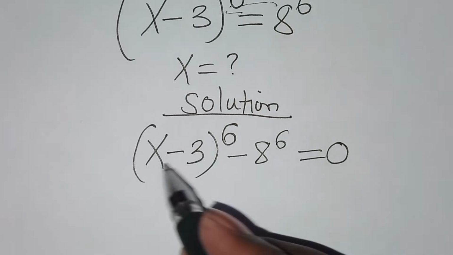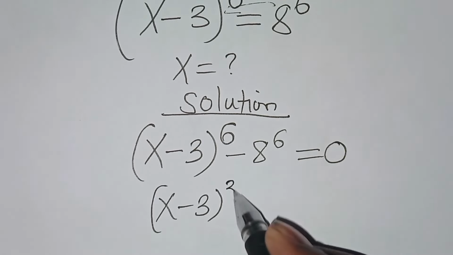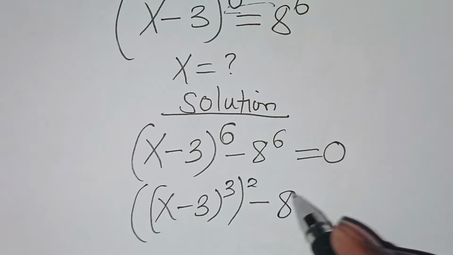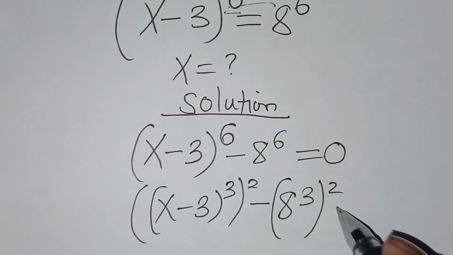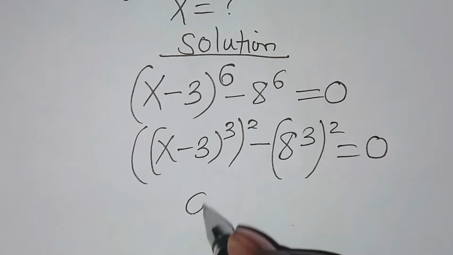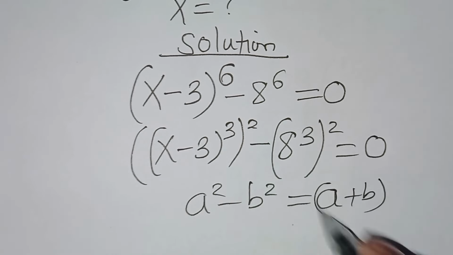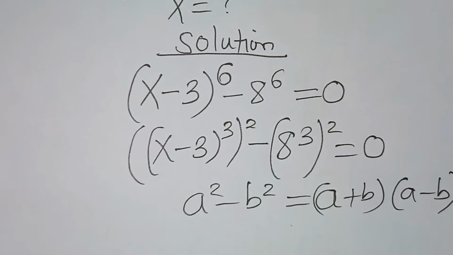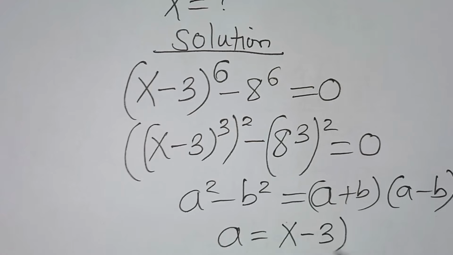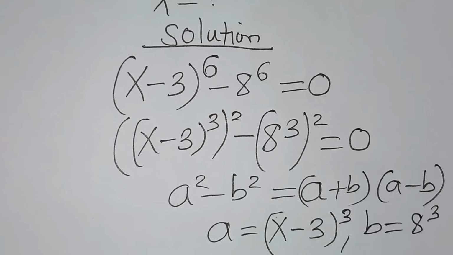The next step, we can express (x − 3)^6 as ((x − 3)^3)^2, and 8^6 as (8^3)^2. This is equal to 0. Now, this is in the form of a² − b², which we can express as (a + b)(a − b). From this equation, a is equal to (x − 3)^3, and b is equal to 8^3.